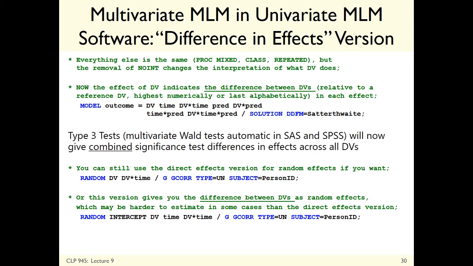It's whichever is going to be less painful to write out. I would still leave the random statement alone unless what you want is a difference between DVs, in which case you would set it up this way in the random effects.